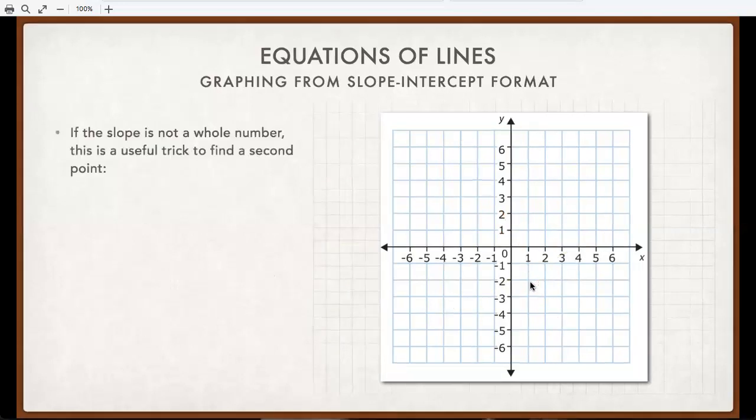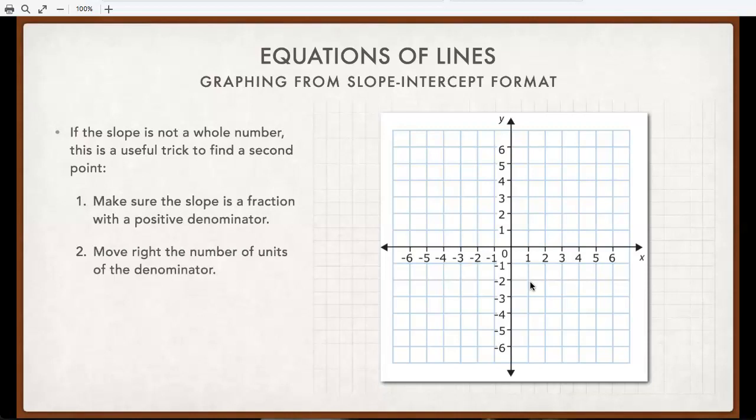Now sometimes we saw just now that we had a slope of 1/2, and that was easy enough to do because moving up or down 1/2 of a unit and drawing that accurately is not too difficult. But if it's something else that's not a whole number, this is a useful way to find a second point that will be easy for you to locate accurately. First, we'll make sure that the slope is a fraction with a positive denominator, and then we'll move right the number of units of the denominator and move up or down the number of units of the numerator.